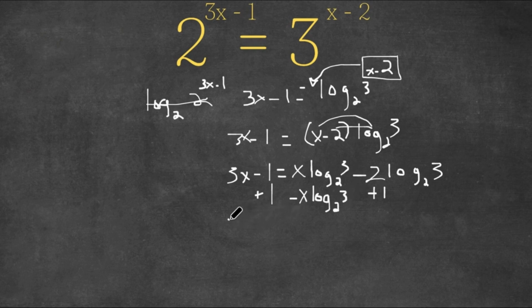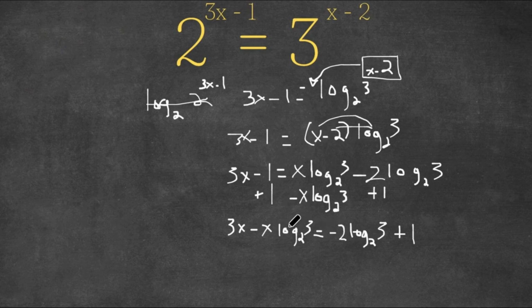All right, so this gets us to 3x minus x log equals negative 2 log plus 1.